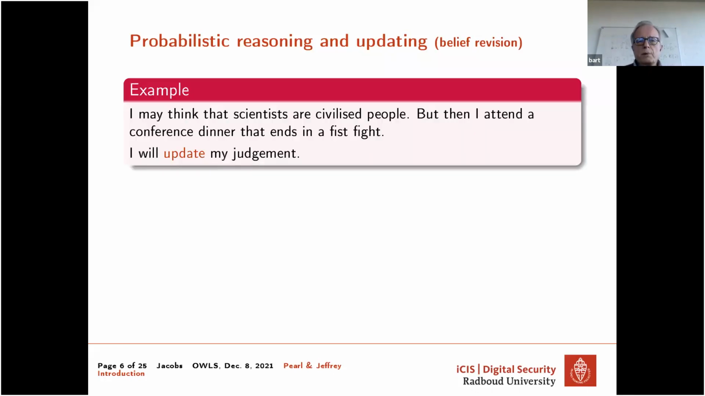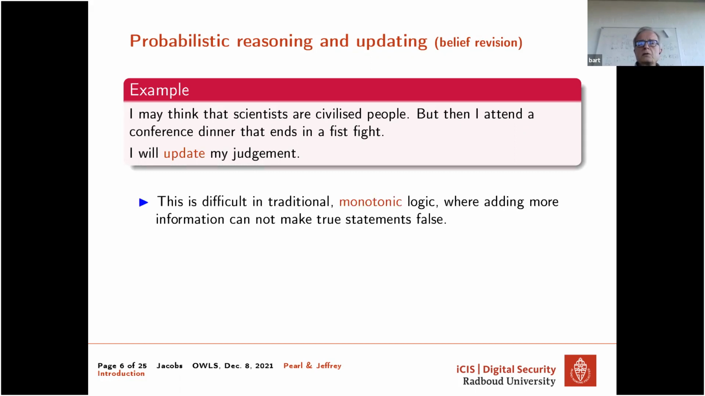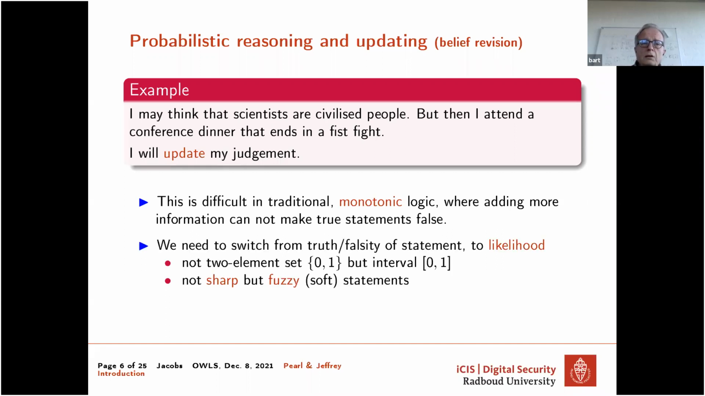Here's a simple example. I may think of scientists as civilized people, then I attend a conference dinner that ends in a fight. That will lead to an update of my knowledge or my judgment about this situation. What's happening here is, in a sense, non-monotonic reasoning. Something I thought was true becomes less true. I add more information, so the number of assumptions increases, but still something becomes less true. This is impossible in what's called monotonic logic, and we need to handle these situations with some level of non-monotonicity. This is something most logicians immediately run away from if you raise it as a topic.